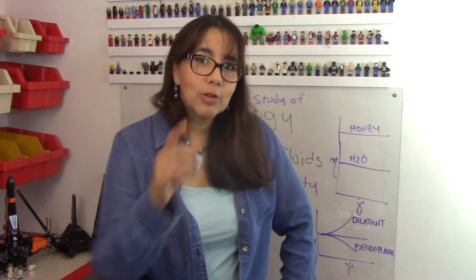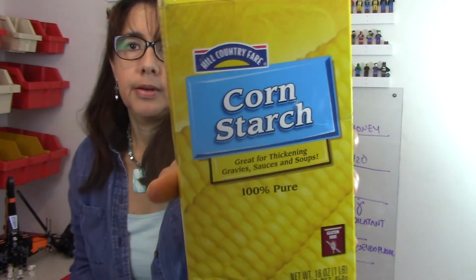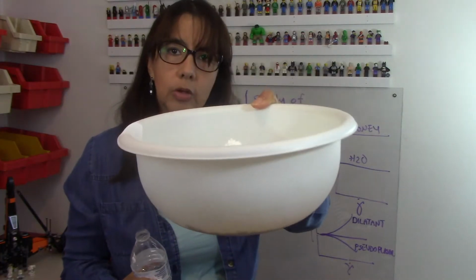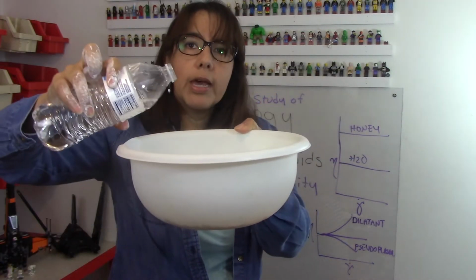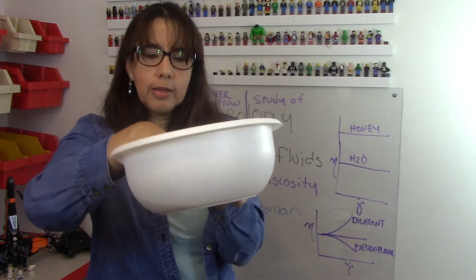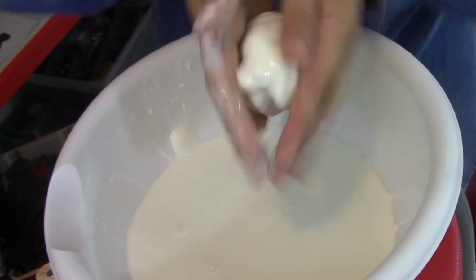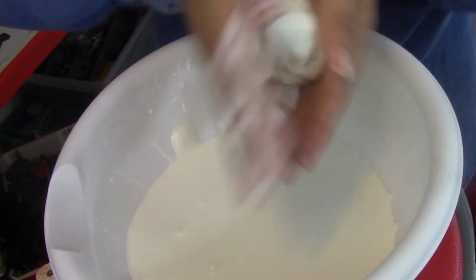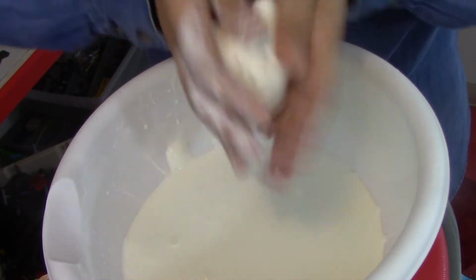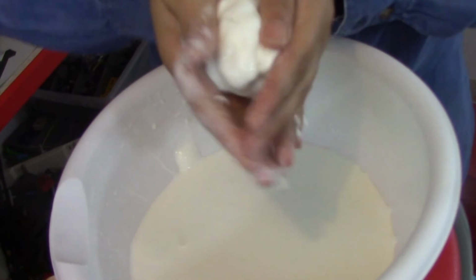How about a dilatant material? It's actually a lot of fun. Let's play a little bit with it. For this one, we need some cornstarch. You can buy any brand. We place the cornstarch in a container and we add some water. We mix it well, and now it's time to play with it. I'm applying some force, and the viscosity is increasing. This is called a dilatant. This is a non-Newtonian fluid.